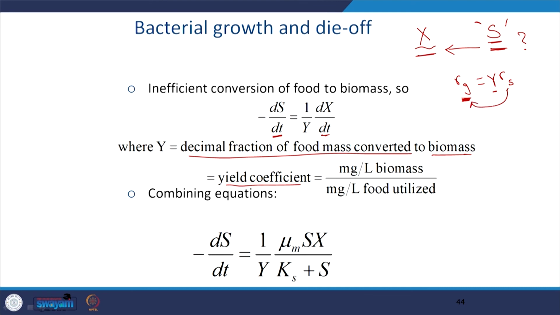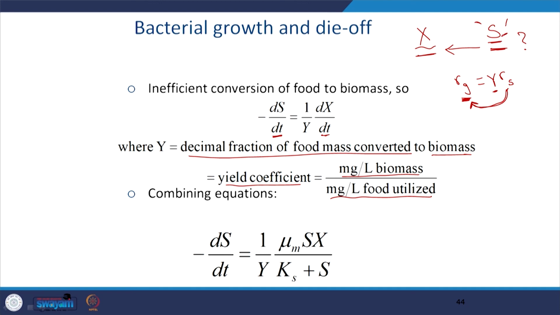As we know, not everything will be converted, right? Some of it will be used up for energy and such, and only some will be converted to cell synthesis. That is why you have this yield coefficient less than 1. This yield coefficient is nothing but milligrams of biomass per milligram of food utilized. So, that is what you see out here.